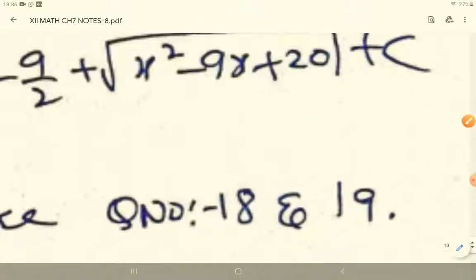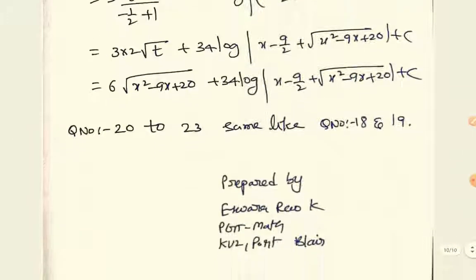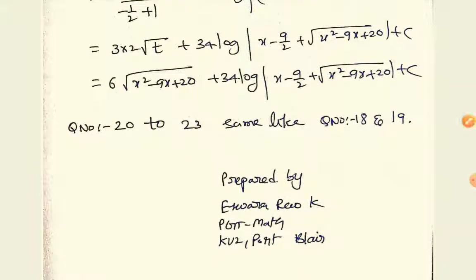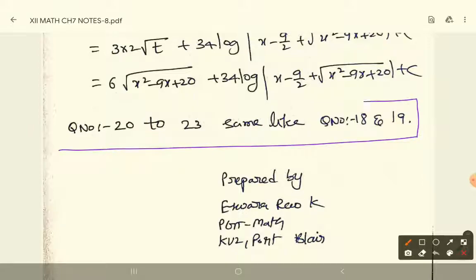Do practice this exercise, from 20 to 23 also. Please try yourself, same as 18 and 19 only. The process may be long. If you try some 5 to 6 questions, you will feel it is easy.